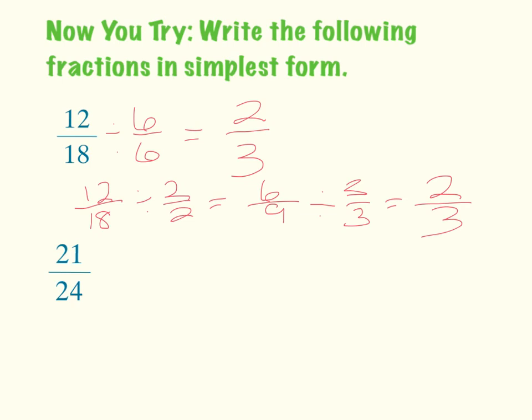So now looking at 21 over 24, we need to think what numbers work. 2 doesn't work because 21 is odd. So 3 goes into 21 and 24. Let's try dividing by 3/3. 21 divided by 3 is 7. And then 24 divided by 3 is 8. Well, 7 is a prime number, so 7/8 is in simplest form.